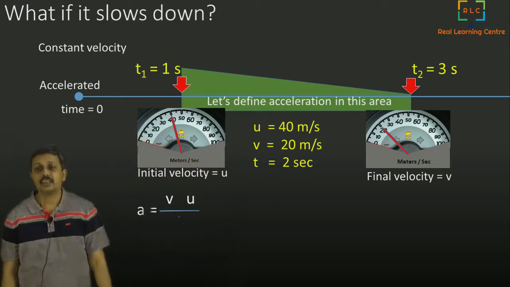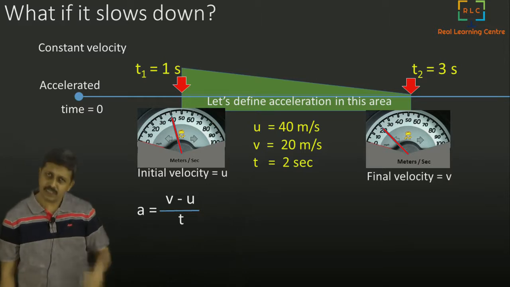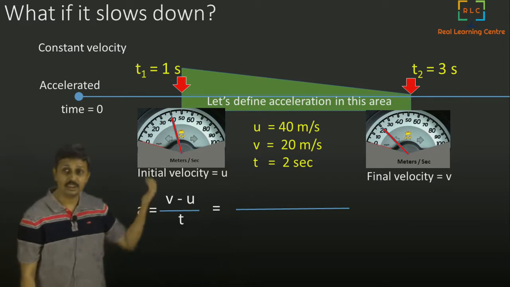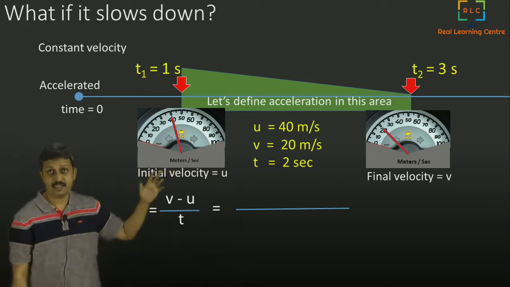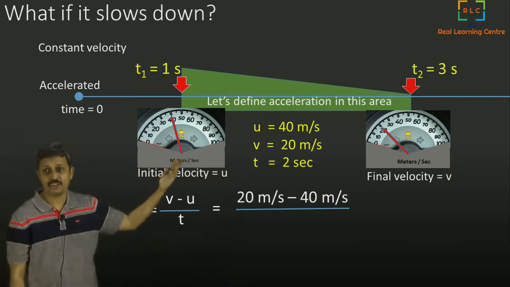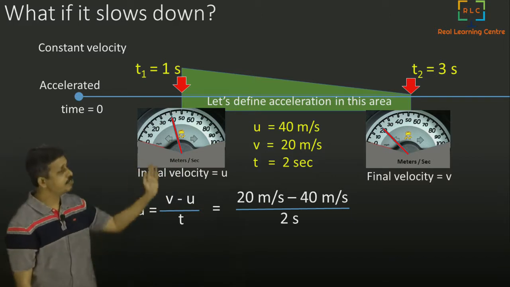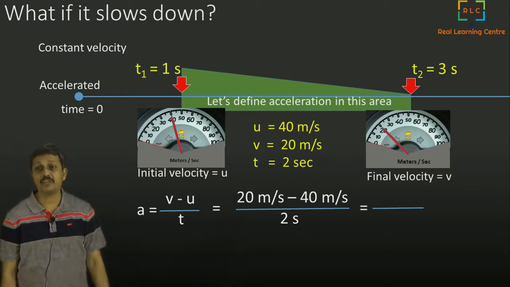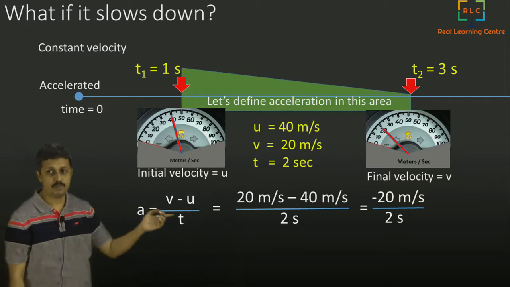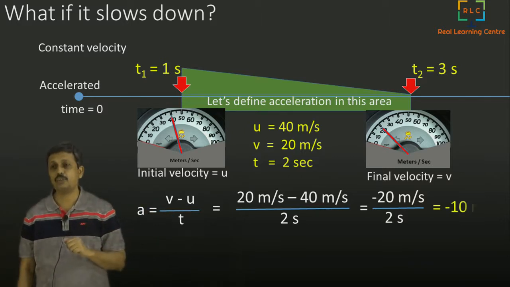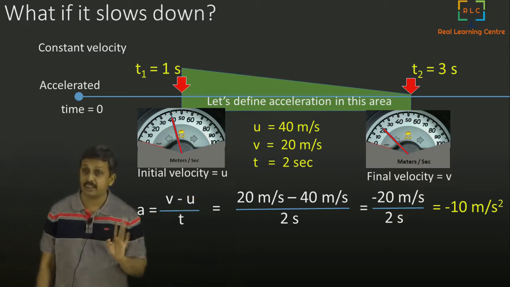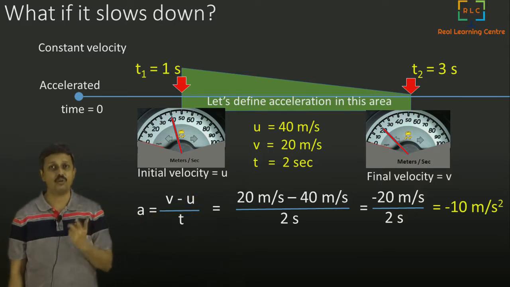So now when the velocity is decreasing, we will use the same formula, a is equal to v minus u by t. But unfortunately in this case v is u and u is v, like 40 and 20 got interchanged. So we will say 20 meters per second minus 40 meters per second divided by 2 seconds. That would be basically nothing but minus 20 divided by 2, which is minus 10. So minus 10 meters per second square is the acceleration when it is slowing down.